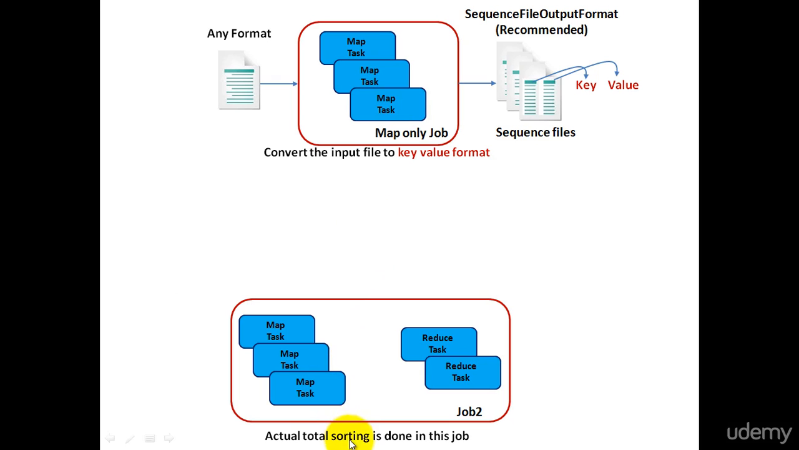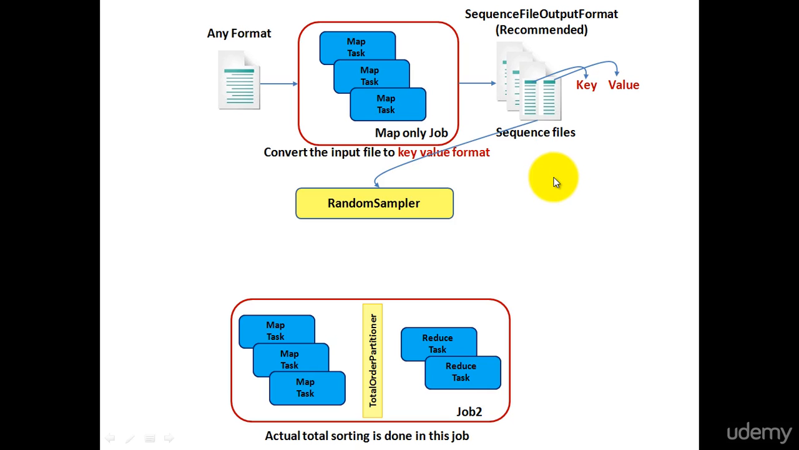In the second job, actual total order sorting is done. So this is where we must use the total order partitioner class. But before sorting, n-1 random keys must be selected from the input data. How are n-1 random keys selected? N-1 random keys are selected using the random sampler class. It is a MapReduce built-in class.